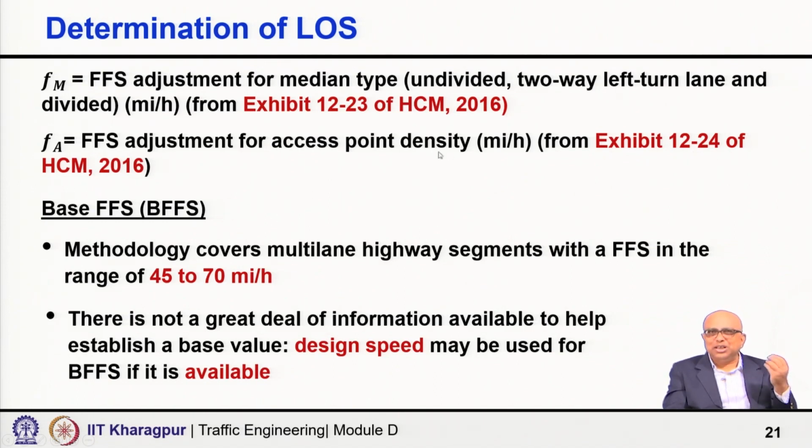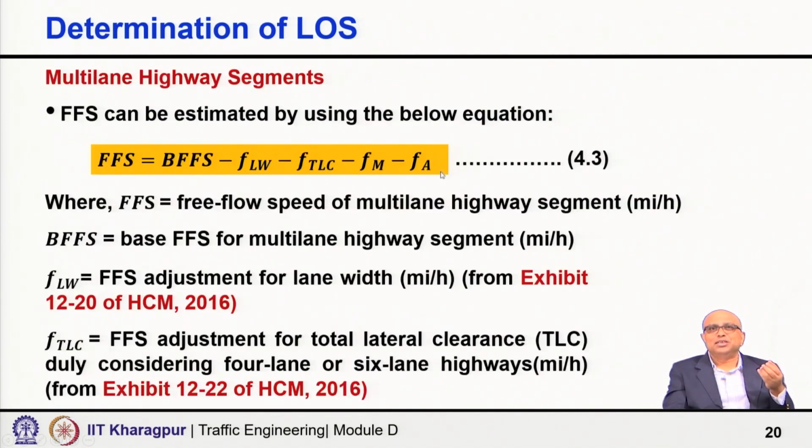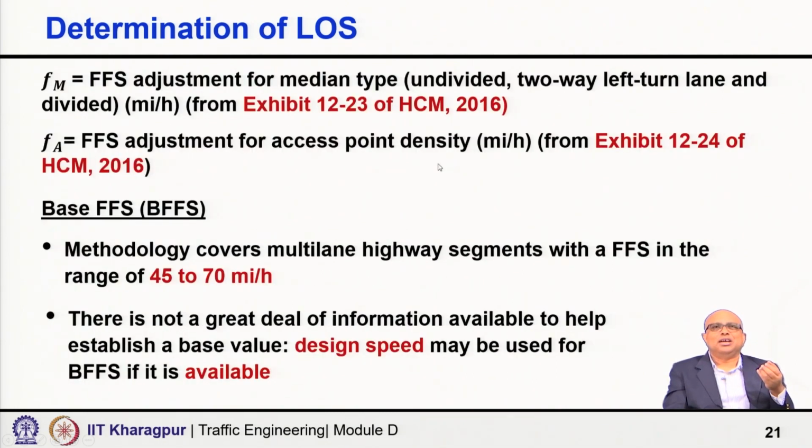So, if I know how many access points there are, then accordingly the FA values in miles per hour can be obtained, and that will be deducted. So, BFFS minus this, minus this, minus FM, minus FA.